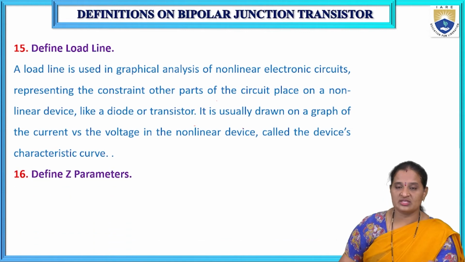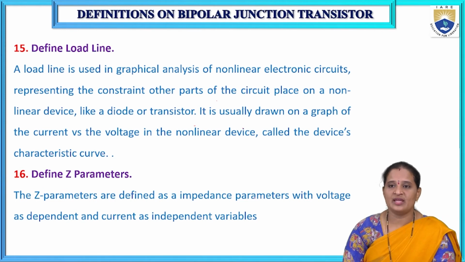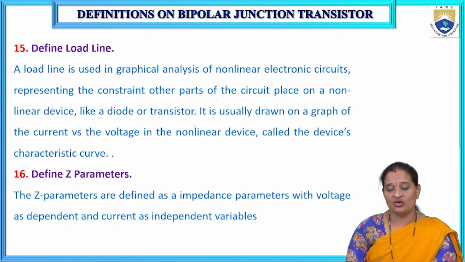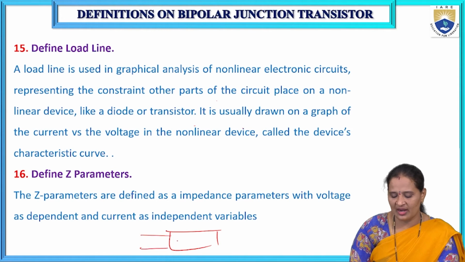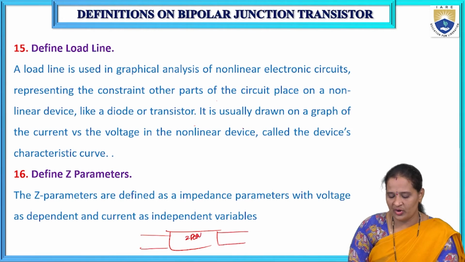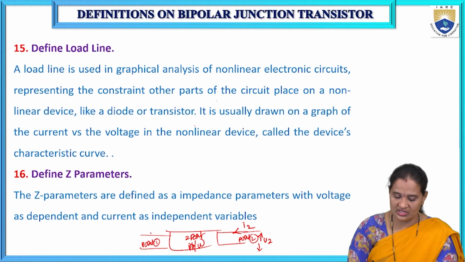Okay. So now coming to the Z parameters. How can we define the Z parameters? Z parameters are defined as the impedance parameters with voltage as dependent and current as independent variables. So these Z parameters are calculated for a two-port network. This is a two-port network, okay, where we have input port. Let us indicate this as port 1, and we do have output port. Let us represent this as output port, and the voltage drop across this one is V2, whereas the current flowing through port 2 is I2, and the current flowing through port 1 is I1, and the voltage drop across port 1 is V1.